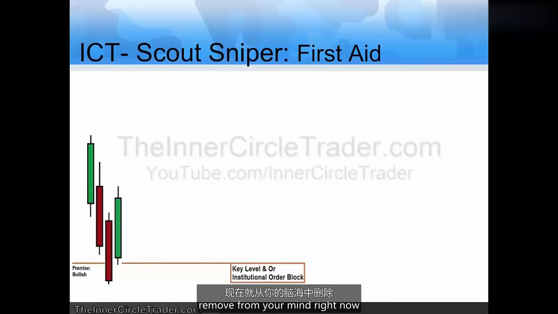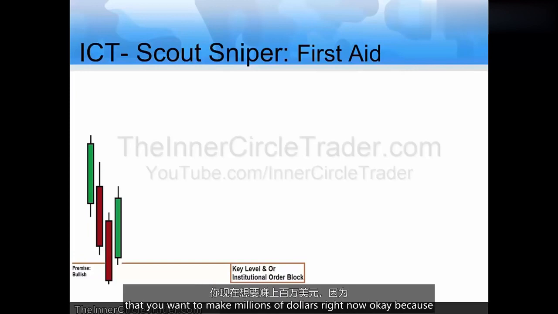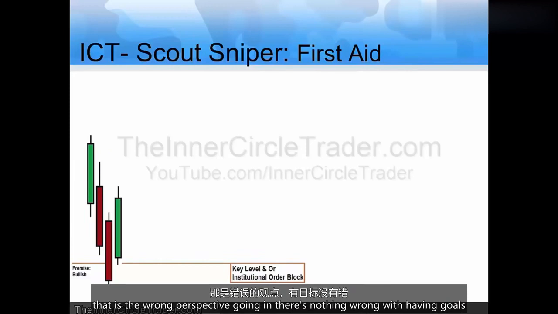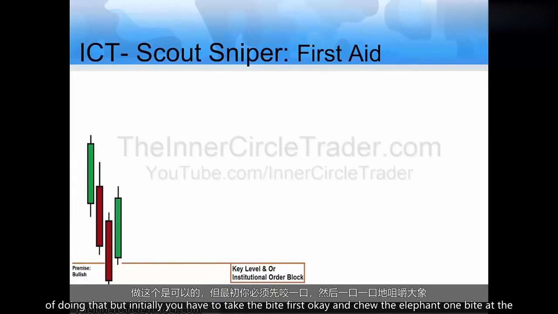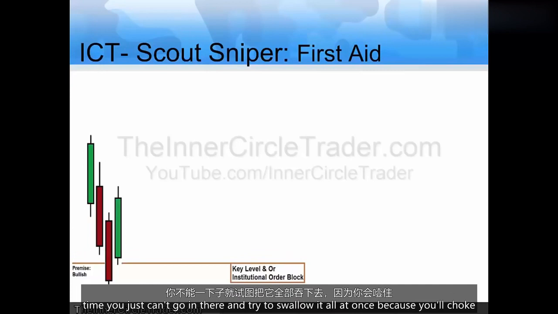Remove from your mind right now that you want to make millions of dollars right now, because that is the wrong perspective going in. There's nothing wrong with having goals of doing that, but initially you have to take the bite first, and then chew the elephant one bite at a time. You just can't go in there and try to swallow it all at once because you'll choke.